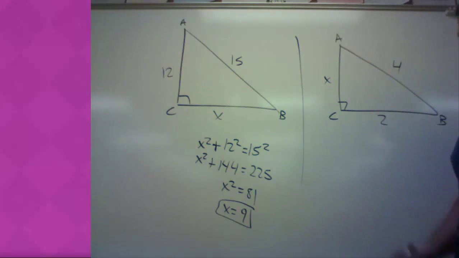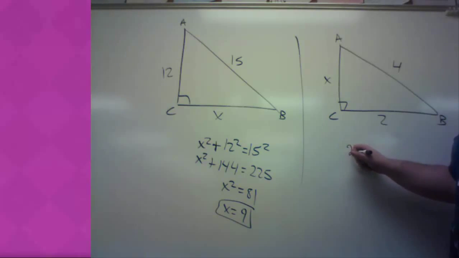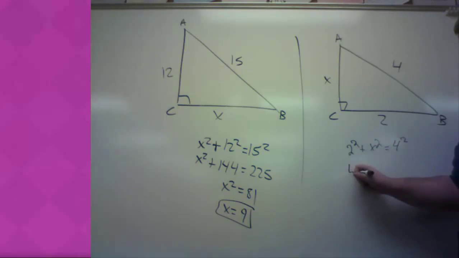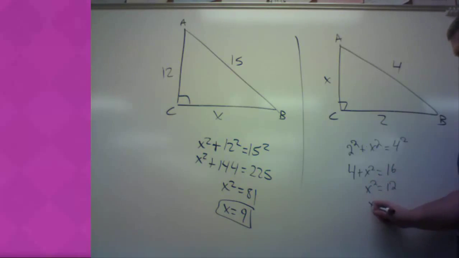I have the other two. Pythagorean Theorem. A squared is 2 squared, B squared is x squared, C squared is 4 squared. 4 plus x squared equals 16. X squared equals 12. X is the square root of 12.